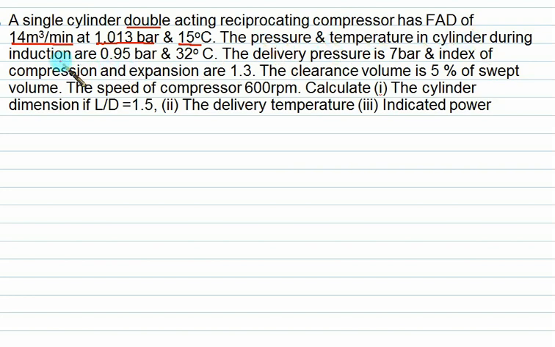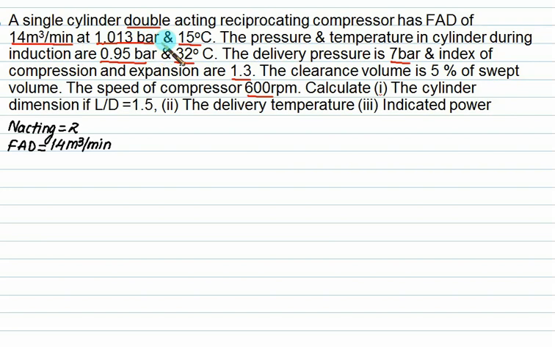Pressure and temperature in the suction or induction is 0.95, that is P1, and this value is 32, that is T1. The delivery pressure is 7 bar and index of compression is 1.3. The clearance volume is 5% of swept volume, that is C is equal to 0.05. The speed of compressor is 600 rpm. We want to calculate the cylinder dimension, delivery temperature and indicated power.